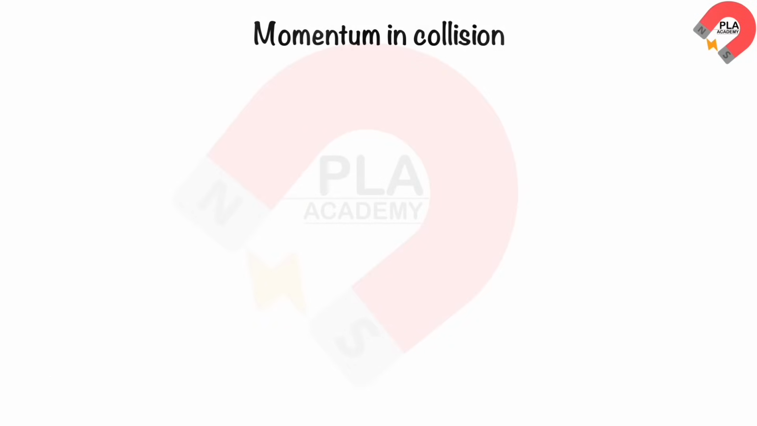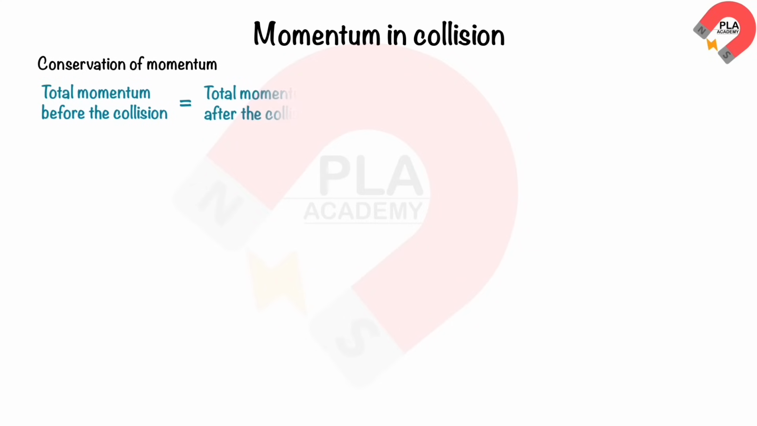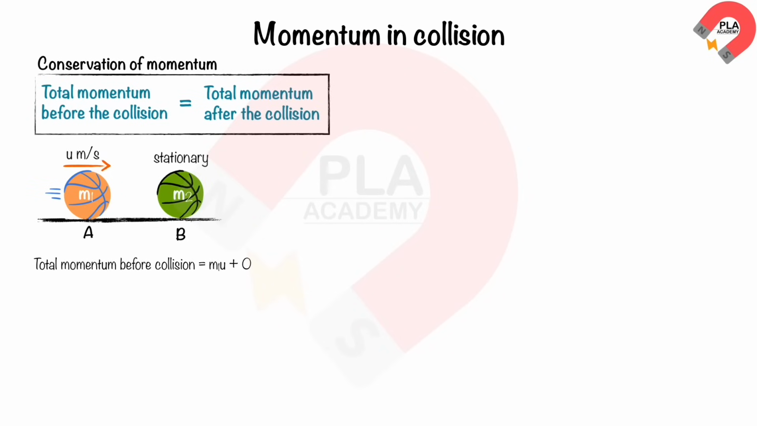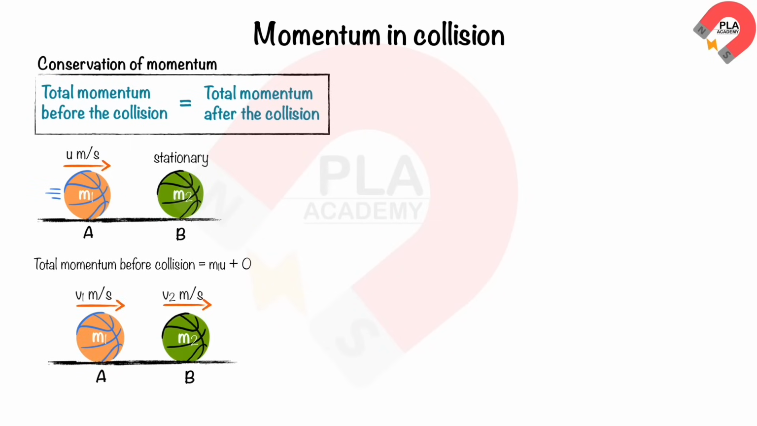Momentum in collision. The total momentum of objects that collide remains the same. This is called the conservation of momentum. The total momentum of the system before collision is equal to the total momentum of the system after collision. Let's consider a moving ball A with mass m1 rolling towards stationary ball B with mass m2. So, total momentum before collision is m1u. The balls after the collision have the velocities as shown. So, total momentum after collision is m1v1 plus m2v2.